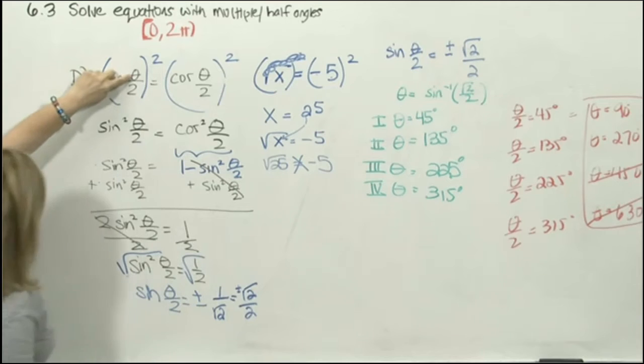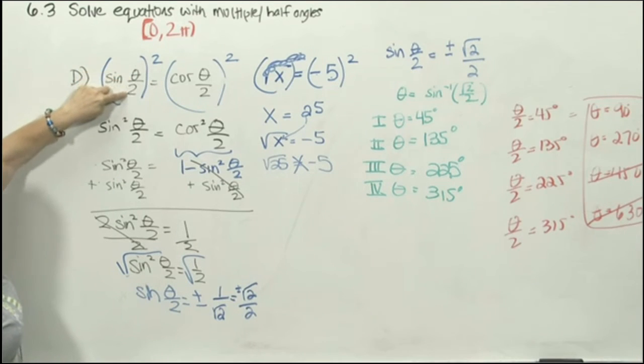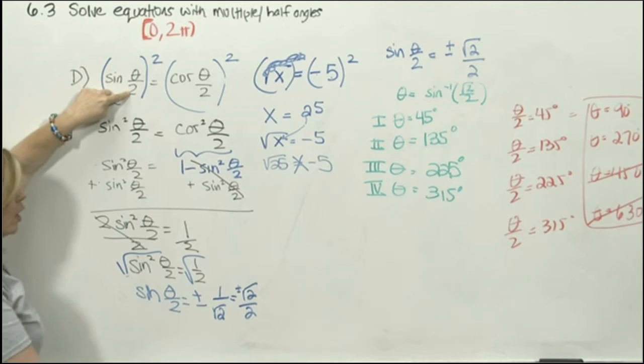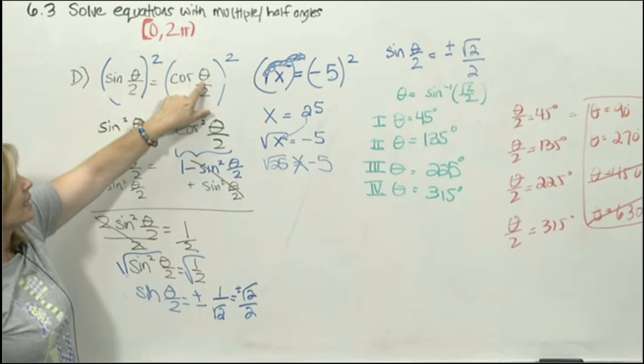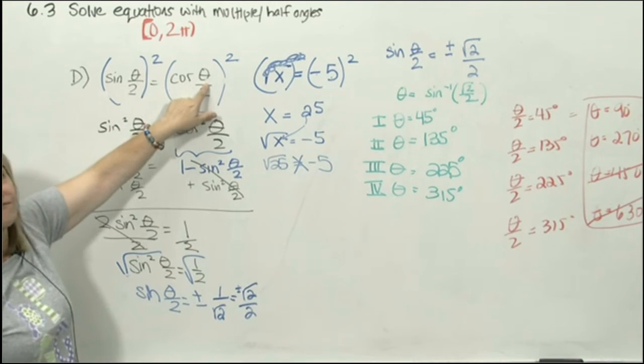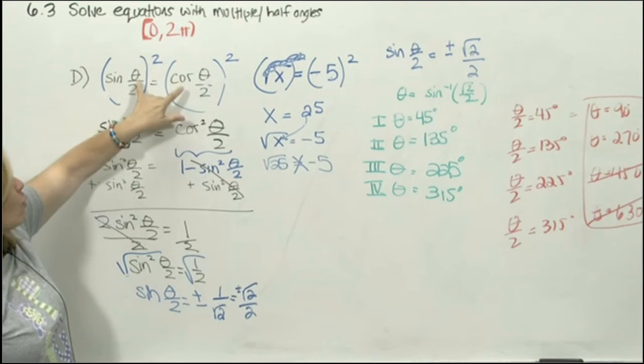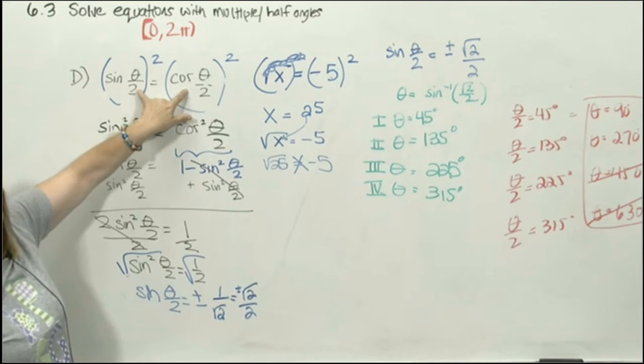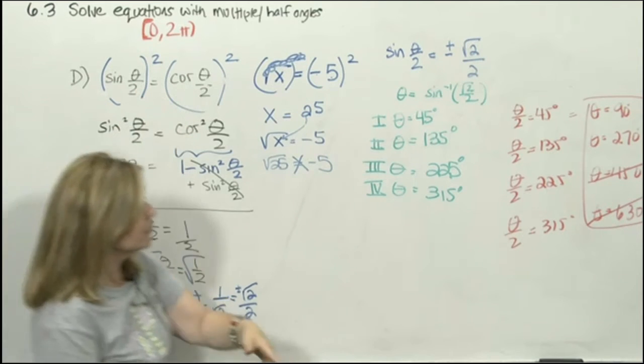So everybody go here, put 90. 90 divided by 2 is what? 45. The sine of 45 we all know is positive square root of 2 over 2. If I put 90 here, 90 divided by 2 is also 45. The cosine of 45 is square root of 2 over 2. 45 degrees for both of these are in quadrant 1, which means both answers would be positive. This checks.